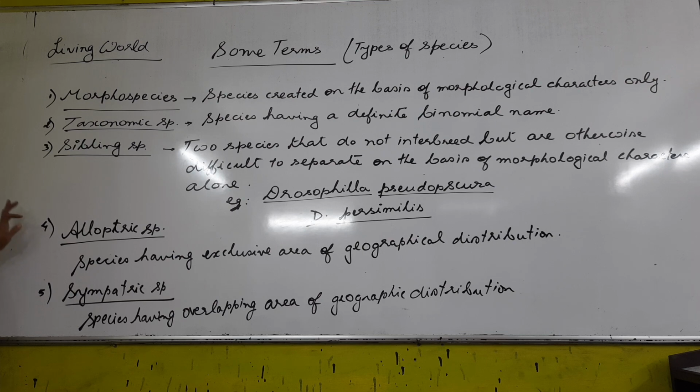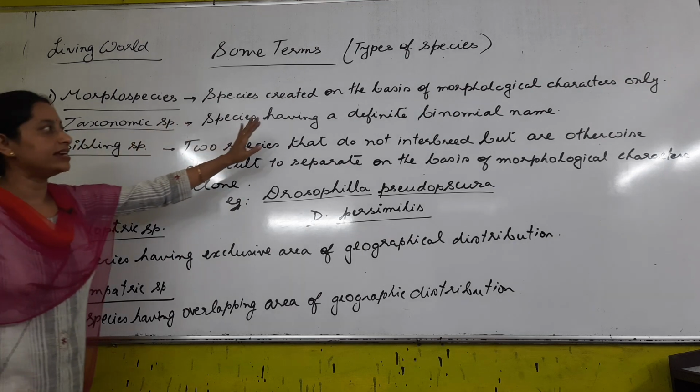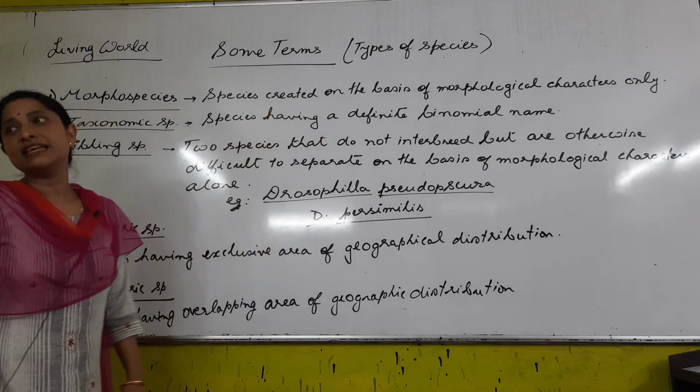So some types of species: morphospecies, taxonomic species. What is a taxonomic species? A species having a definite binomial name. I think by the statement itself we understand.